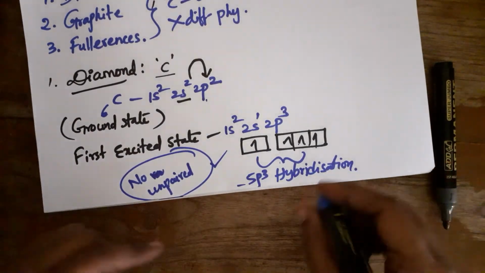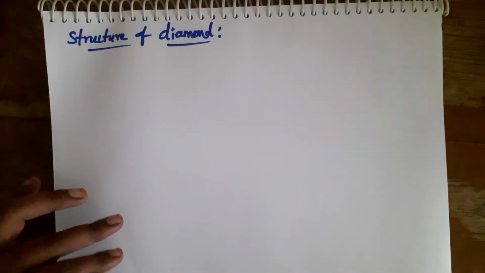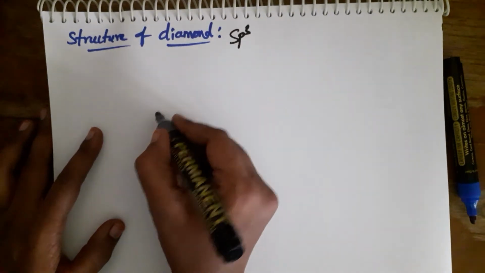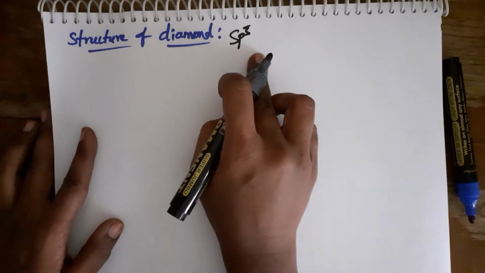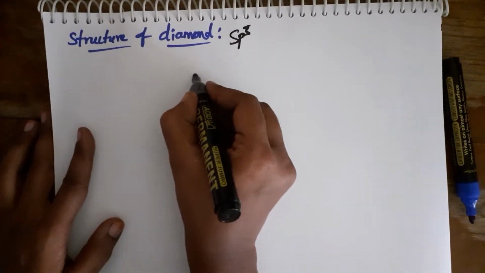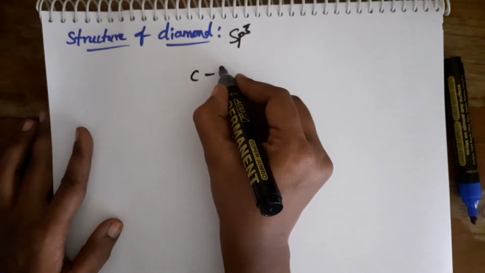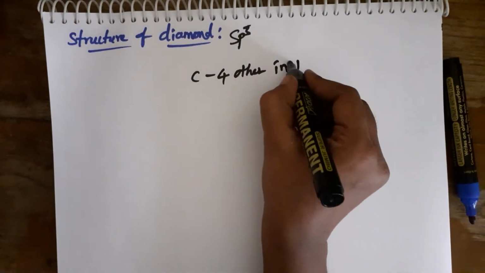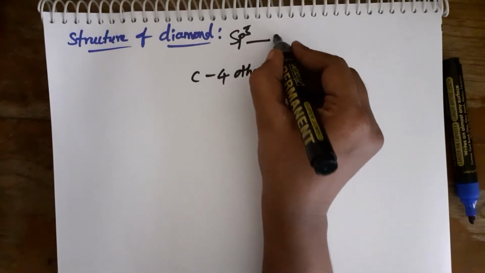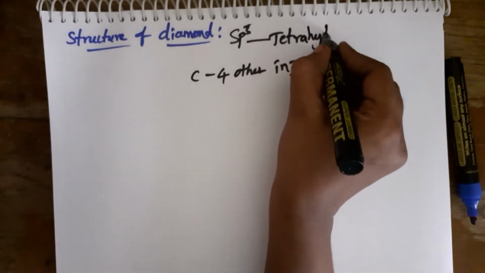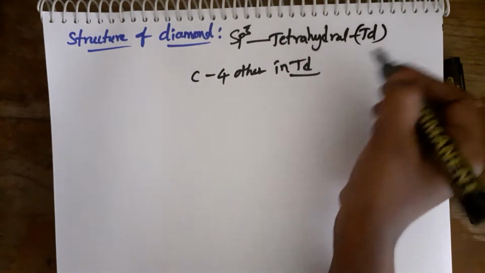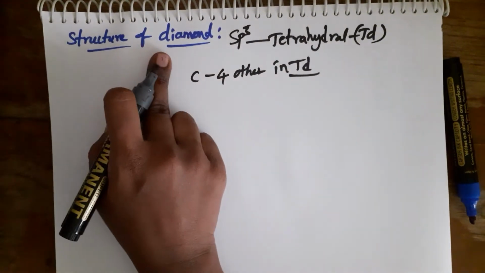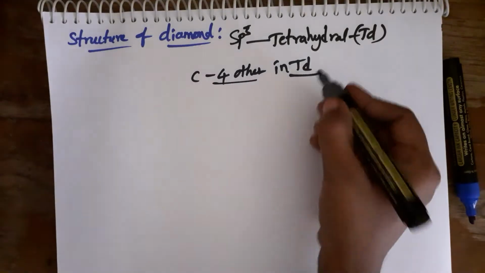Very, very important. Okay, now the structure of diamond. Diamond involves sp3 hybridization, right? Is it clear up to this point? Each carbon is surrounded by 4 other carbon atoms in a tetrahedral manner. The geometry of the sp3 hybridized orbital is tetrahedral, simply written as TD. So each carbon in diamond is surrounded by 4 other carbon atoms in a tetrahedral manner.